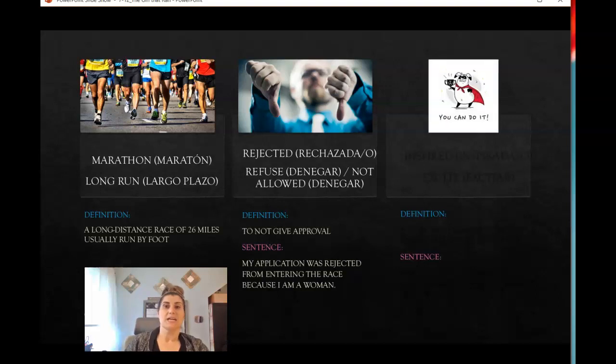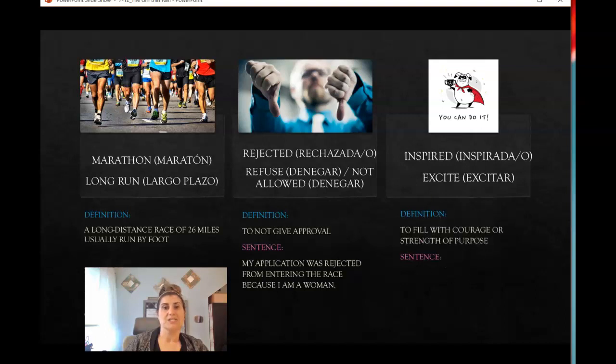And the last one here is inspired. Another way of saying that, excite. That's our synonym. The definition, to fill with courage or strength of purpose. The other runners inspired Bobby to keep running and not give up. Okay.